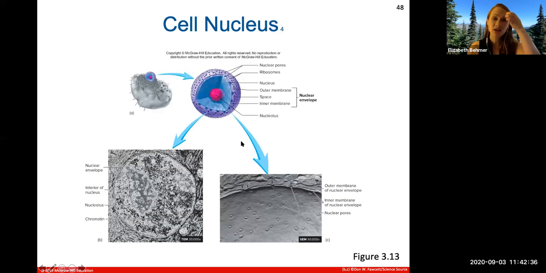So here's a look at the cell nucleus, and you can see the nucleolus is kind of the center part of the nucleus itself. Here's the nuclear envelope, which is just made of 2 layers with a space in between. You'll see pores that are openings through that envelope that allow things to go into and out of it. And then you'll see ribosomes attached to the outside of it. So this is the cell nucleus.